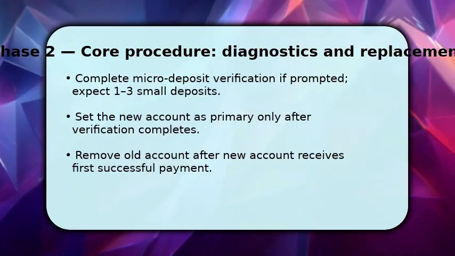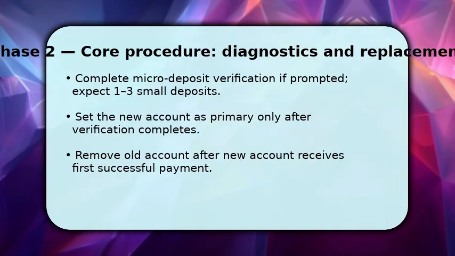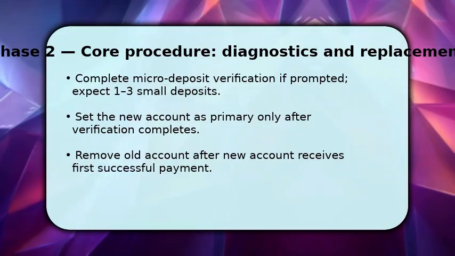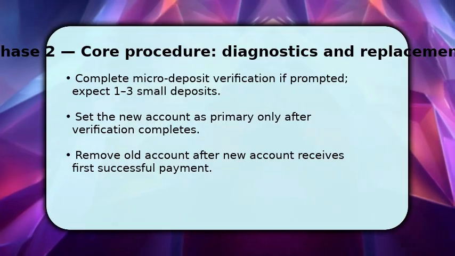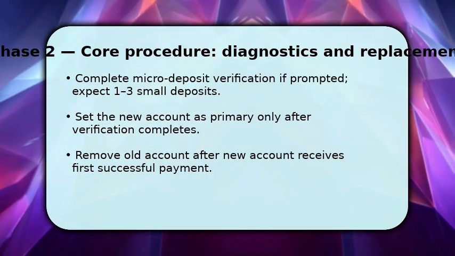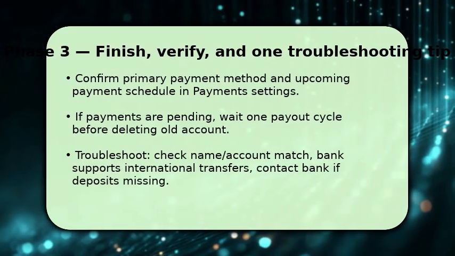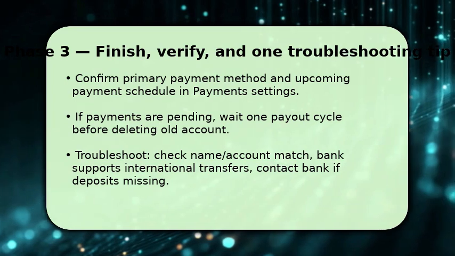If microdeposits aren't used, upload your ID and bank statement when prompted. That speeds verification. Make the new account primary only after confirmation. This avoids missing a scheduled payout. Also, keep the old account until your next payment clears, so you have a fallback. Finally, verify the primary payment method and check the next payment date. This ensures you won't lose a scheduled payout.